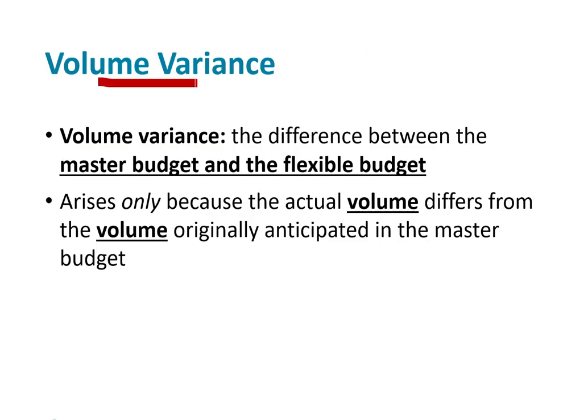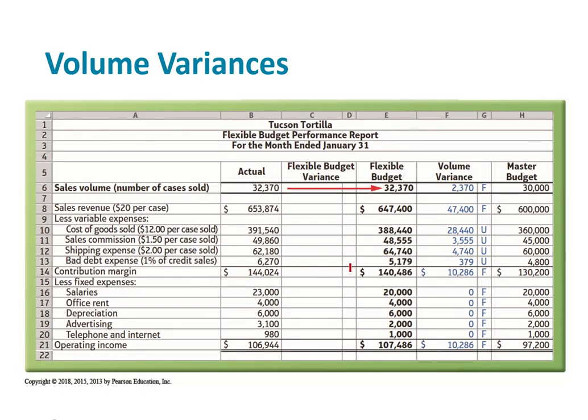So first of all, what is this volume variance? Well, the difference between the master budget and the flexible budget is only because of the volume. So if you look at this, the volume variance all has to do with the difference between the master budget and the flexible budget. So again, it's not comparing apples to apples, but it gives you a little bit different perspective. This is the difference just looking at the volume.